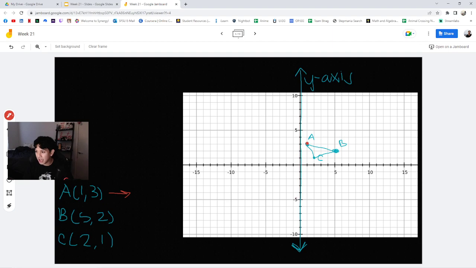How far is A away from the mirror? Well, if we count from the mirror to point A, traveling in the x direction, left and right, it's only 1 point away, right? So it would make sense that we just put a dot right over here. It is a direct reflection of it. It is the same distance on one side as it is on the other with respect to the mirror. We're going to give this a new name now. We're going to call this A prime, okay?